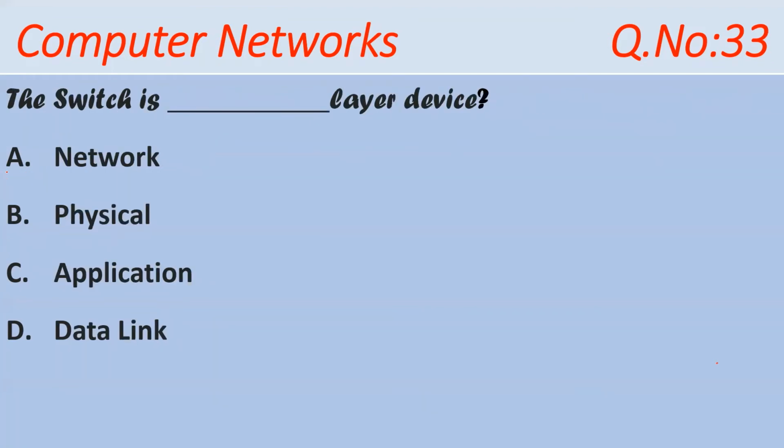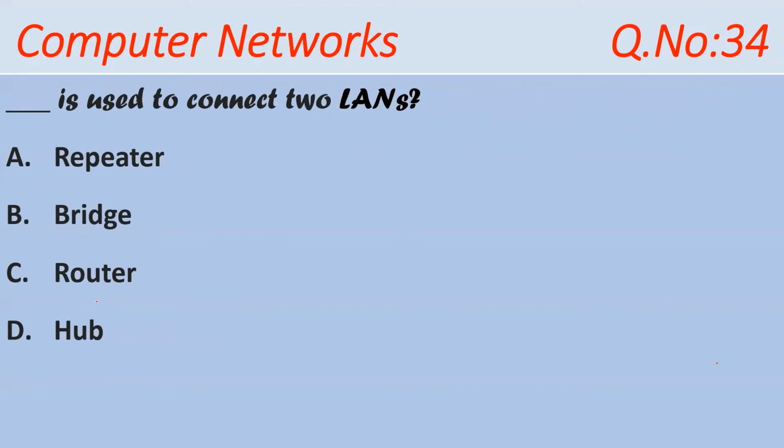The switch is a dash layer device. The switch is a data link layer device, which will be there in the data link layer. Dash is used to connect two LANs together. A bridge is used to connect two LANs together. There will be two ports for the bridge. On one port you can have one type of LAN, and on the other side another type of LAN. It will combine these two LANs together to make a bigger LAN. So bridge is the device used to connect two LANs.